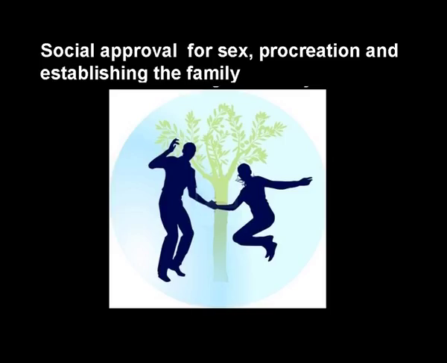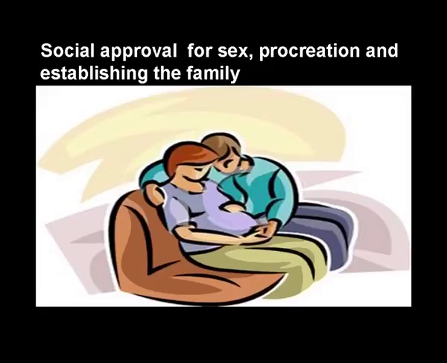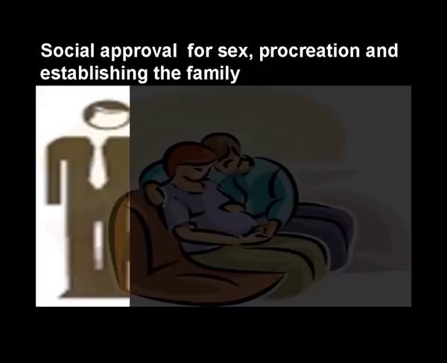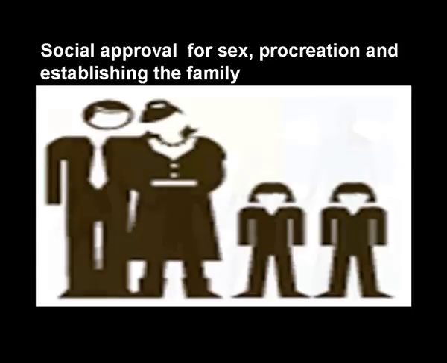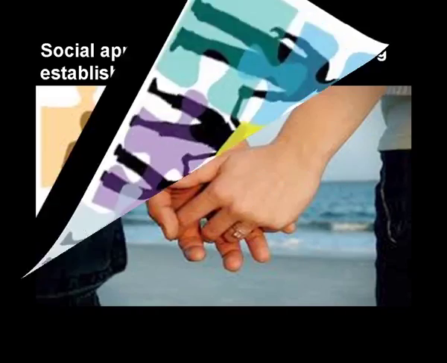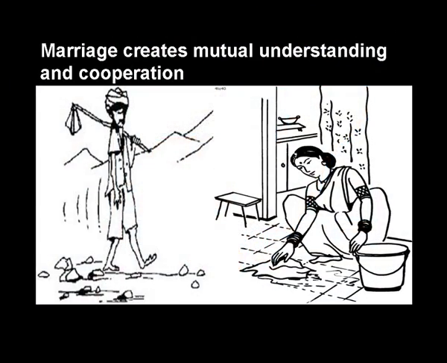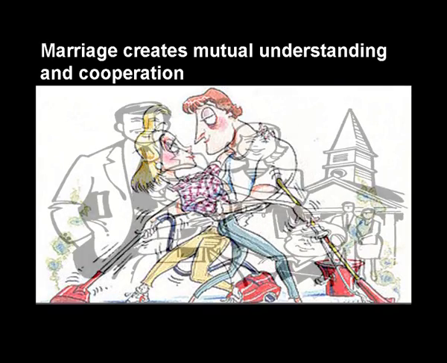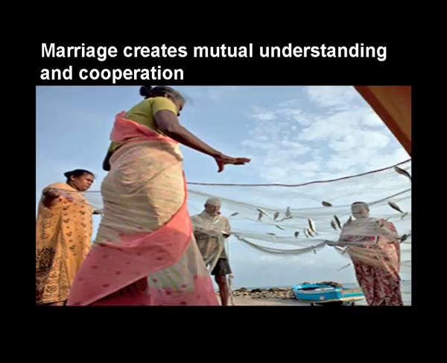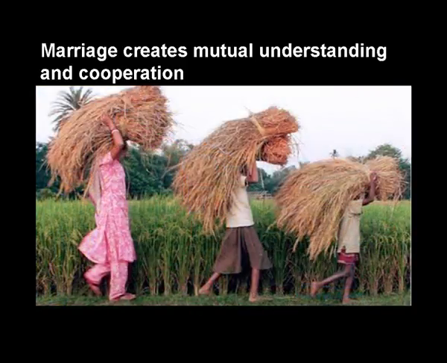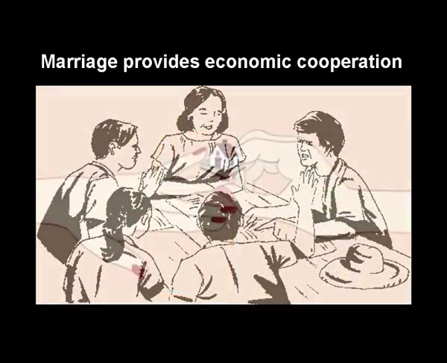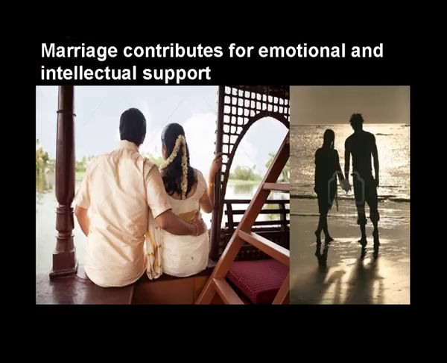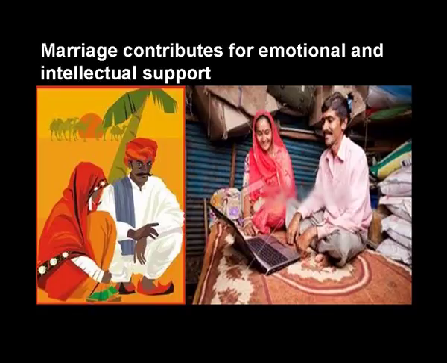Marriage is a social approval for getting involved in sexual relations of procreation and thus leads to the establishment of the family. Marriage creates mutual understanding and cooperation between the husband and wife as a couple to perform the household tasks. Marriage provides economic cooperation. And finally, marriage contributes to emotional and intellectual support.